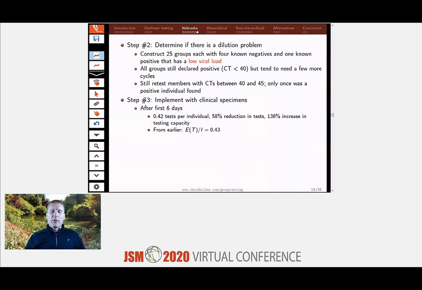Now, step three of the process then is to actually implement it with clinical specimens. Try it out. And so after the first 6 days of testing, 0.42 tests were needed on average per individual to determine who's positive and who's negative. Compare that to what we had previously as the expected number of tests per individual, 0.43. So we have close agreement. And since this time, thousands of more tests have been performed, and we've had similar results.